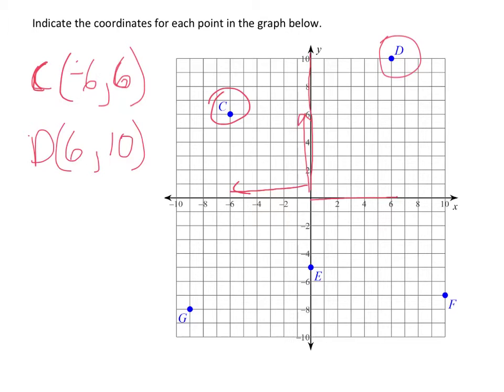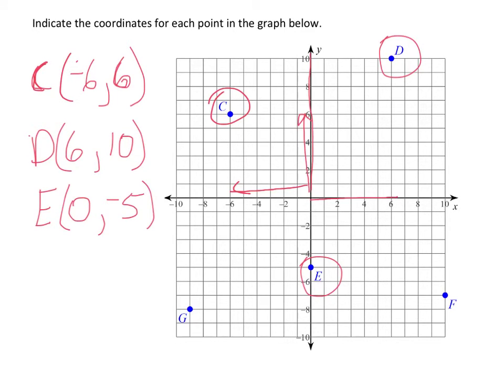E, we can see, is directly on the y-axis, so there is no horizontal component to it. So our x is 0 for that one, and for the y, we just look directly where it is on the y-axis. It's at negative 5. So that is that point.